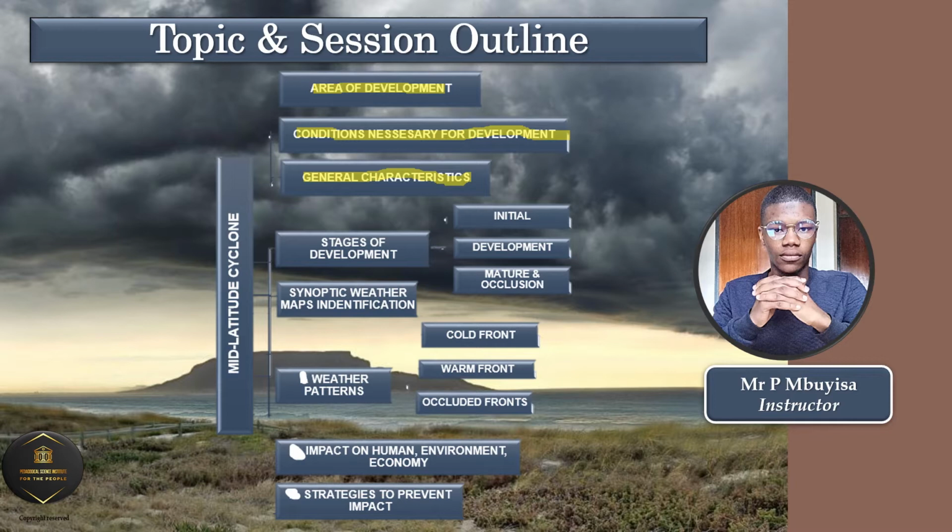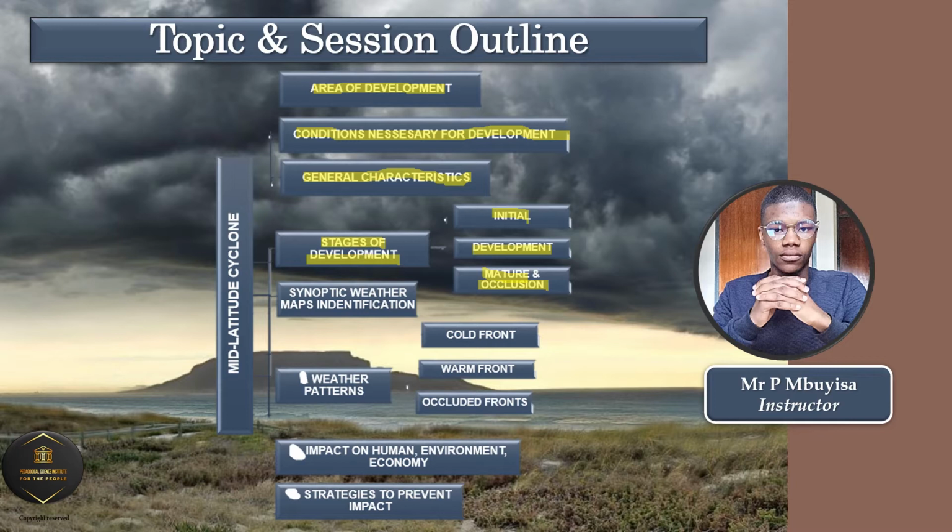And we also need to know now the stages of formation. How do these systems form? Remember we would have already looked at where they form, right? And in that we'll think about what happens in the initial stage, what happens in the developmental stage, which is also known as the wave stage, what happens in the mature stage, and what happens when the system gets destroyed, which is in the occlusion stage. So that's what we need to know and understand.